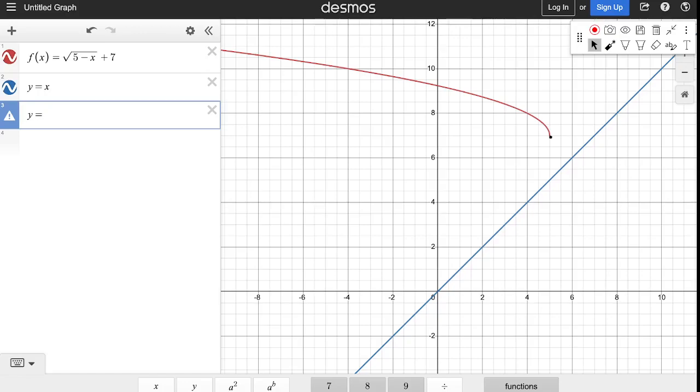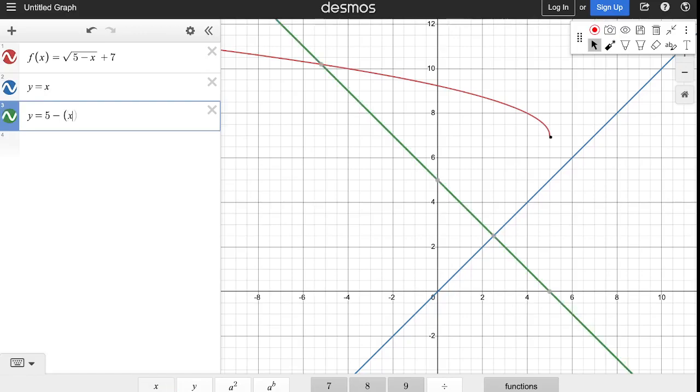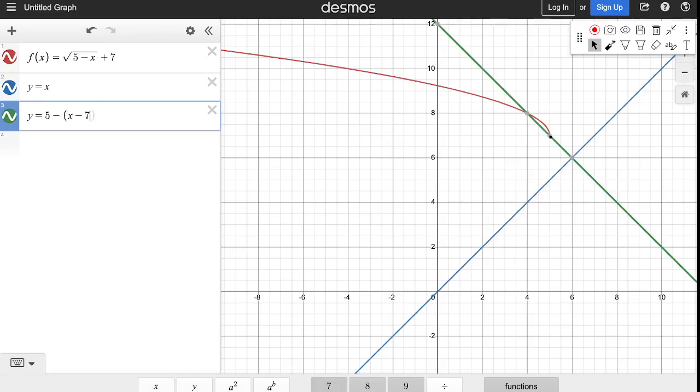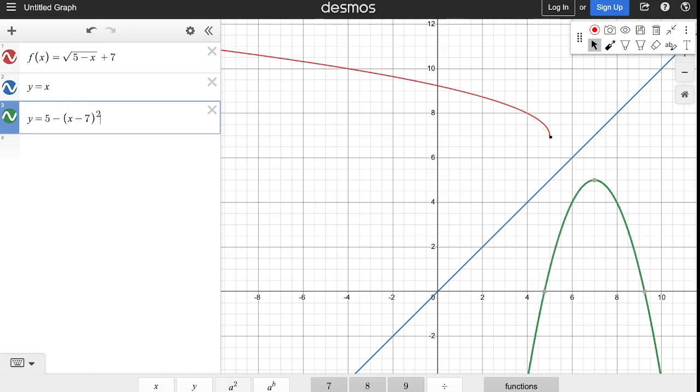We had 5 minus (x minus 7) all squared. But here's the thing, we got a parabola, and that's not what we had over here. Remember, we had a restricted domain. So we do also have to restrict our domain because this green function that we have now is not a one-to-one function. It couldn't have an inverse.